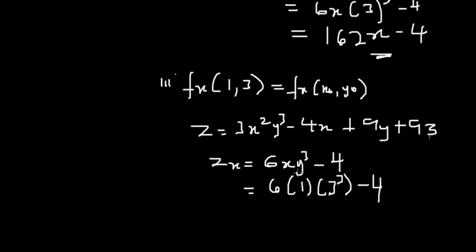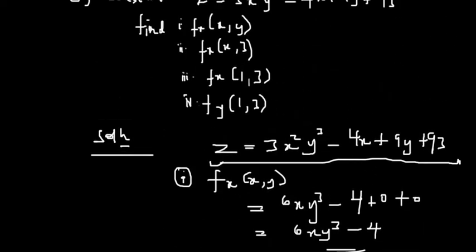So we are just substituting our values into the main equation. And when you compute this, you end up at 158. So 6 by 1, then you multiply that by 3 exponent 3, and then subtract that from 4, you end up at 158. So let's take the last question.